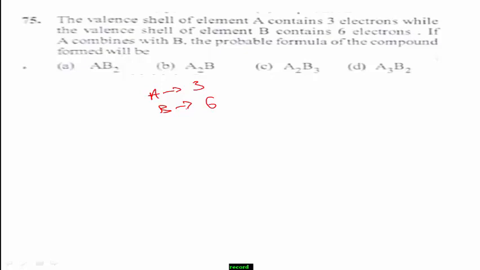So the compound formed will be, by cross multiplication, A2B3. Option C, A2B3, is the right answer.